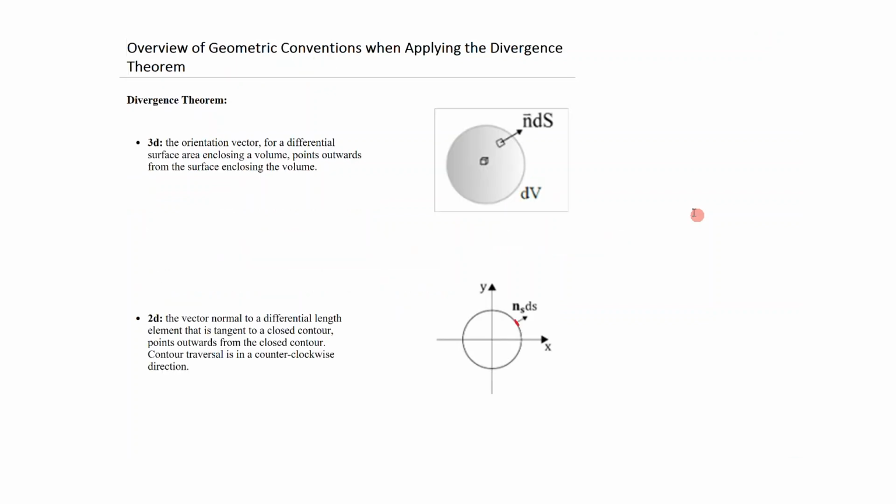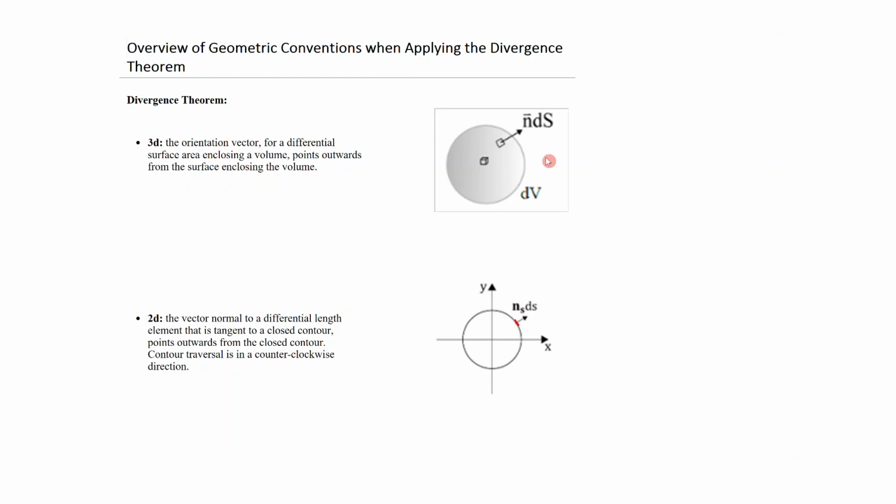All right, so now let's look at a sort of geometric overview of the different theorems, followed by the actual mathematical expressions. When we're looking at the divergence theorem, we're looking at two cases. One is the divergence theorem in 3D, and an equivalent to the divergence theorem in 2D. For the 3D case, the convention is as follows.